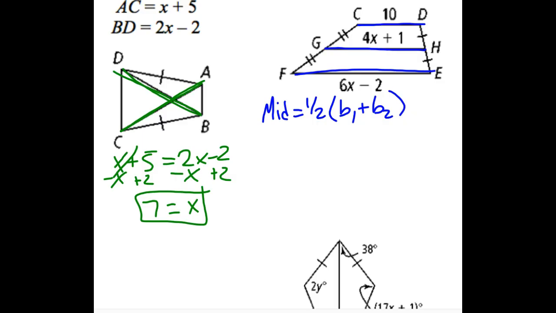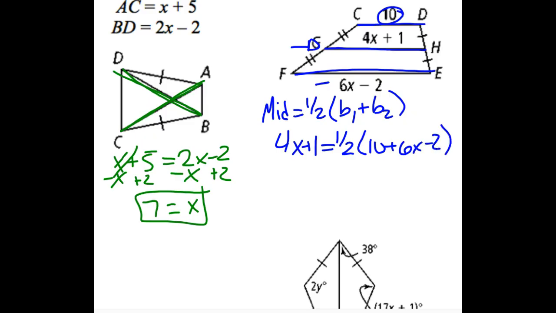So I start by finding the mid-segment. That's this one here in the middle. That's 4x plus 1. So it's going to equal 1/2 of the bases. Well, the top base is 10, and the bottom base is 6x minus 2. And now I have this lovely equation that I'm going to take the time to solve. I'm actually going to make you guys try to solve it and check it. So pause the video, try to solve it, and then check your answer with mine.